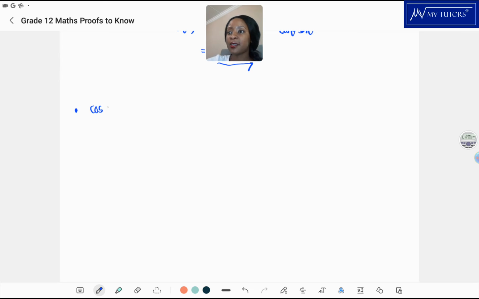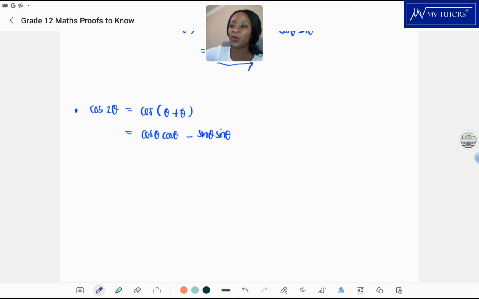So you have cos 2 theta. Okay, we're going to do the same thing. So I have theta plus theta. Then that would be cos theta cos theta minus sine theta sine theta, because the compound angle for cos is actually cos cos, sine sine. That's how I remember it. And now we actually have cos squared theta minus sine squared theta, and that's actually one of them.